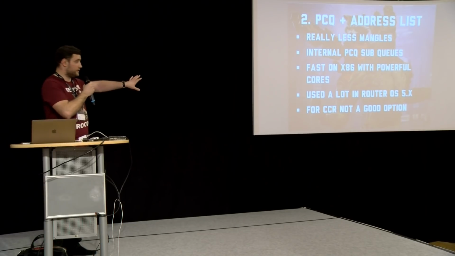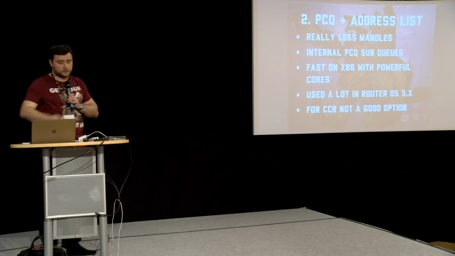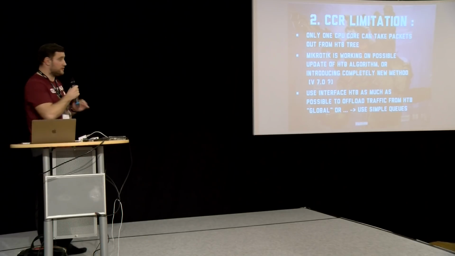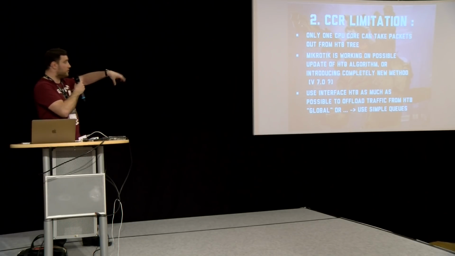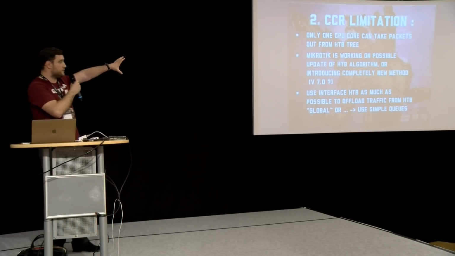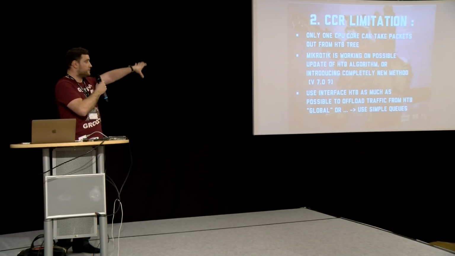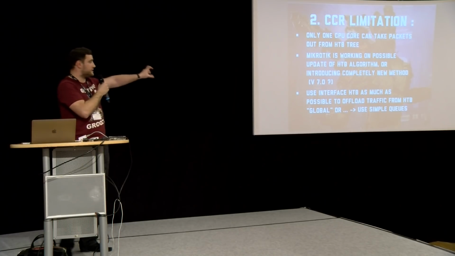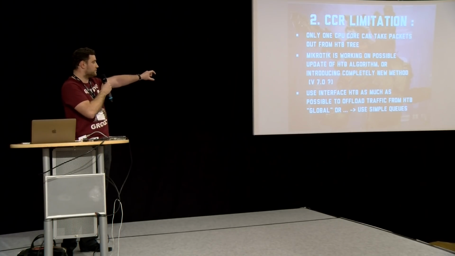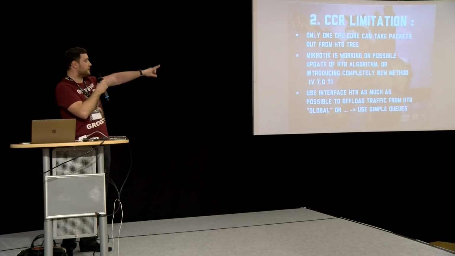And for Cloud Core, it's not a good option. Why is it not a good option? Because only one CPU can take packets out from the global HTB. MikroTik is working on a possible update, or they will introduce completely new methods. So that's what we found in the information available. And MikroTik says to use interface HTB as much as possible to offload traffic from the global one.